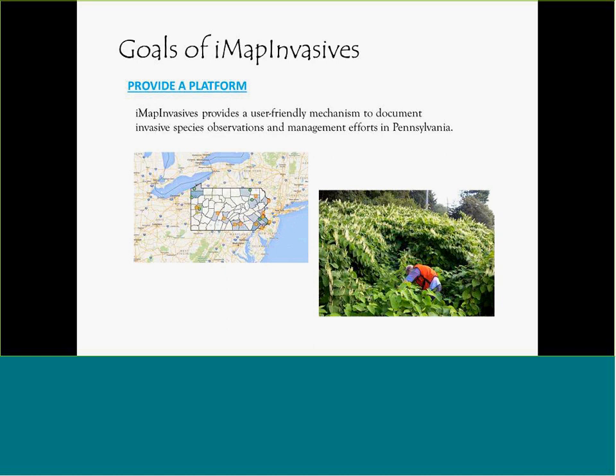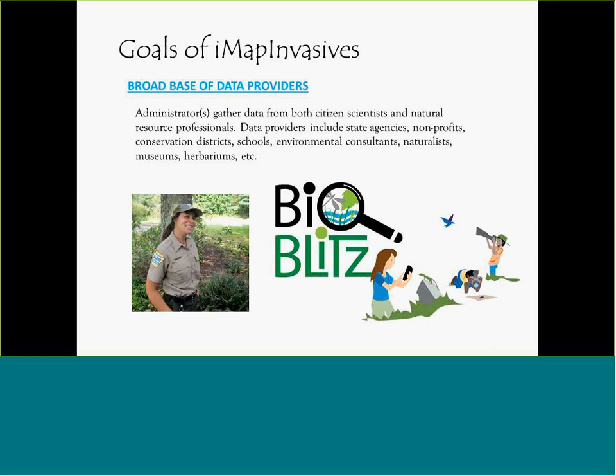So of course it provides that basic platform. But in addition to that platform, we like to get information from a broad base of data providers. So essentially, we're not just getting information from state agencies, we're not just getting information from local groups, we're getting information from all of these places. So some examples are state agencies and nonprofits, but also conservation districts. Every county in Pennsylvania has a county conservation district, and so we are getting information from those groups.